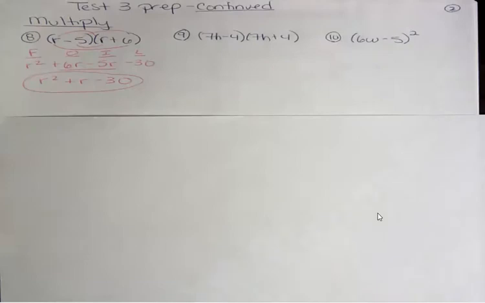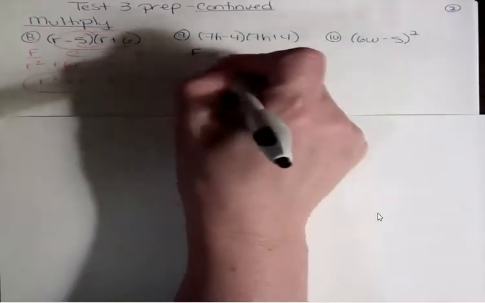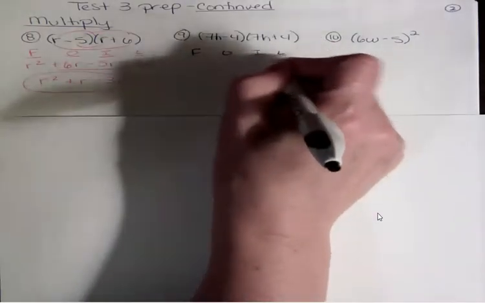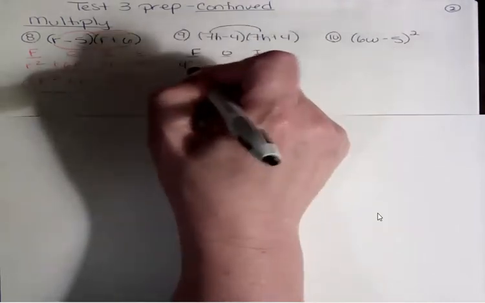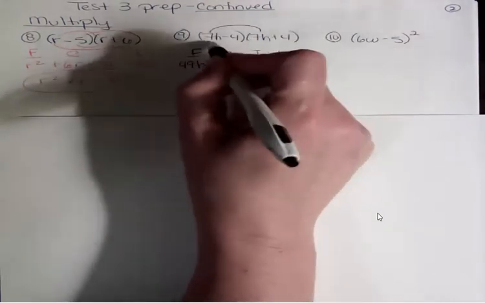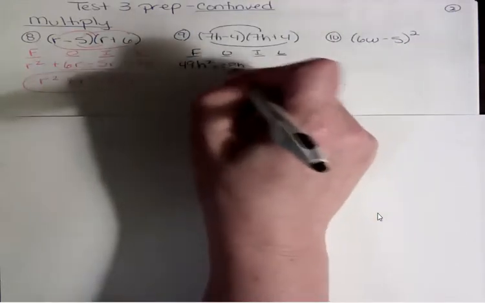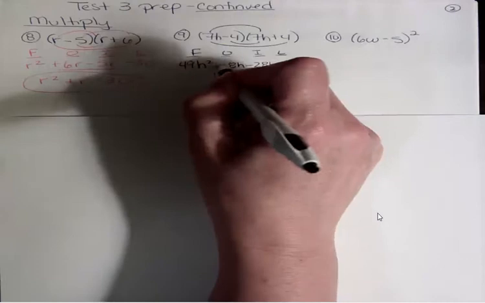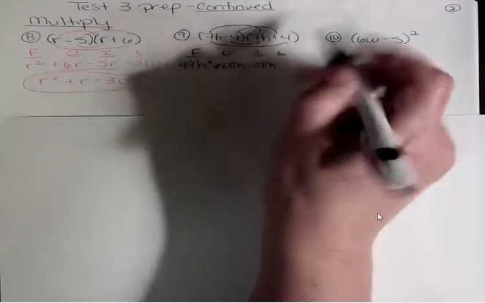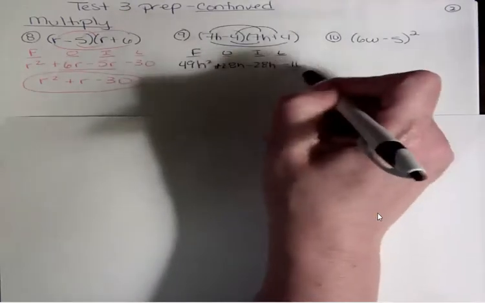On the second one, again, I'm going to do FOIL. First, 7h times 7h is 49h squared. Outside, 28h. Inside, negative 28h. And last, I have negative 4 times positive 4, which is negative 16.